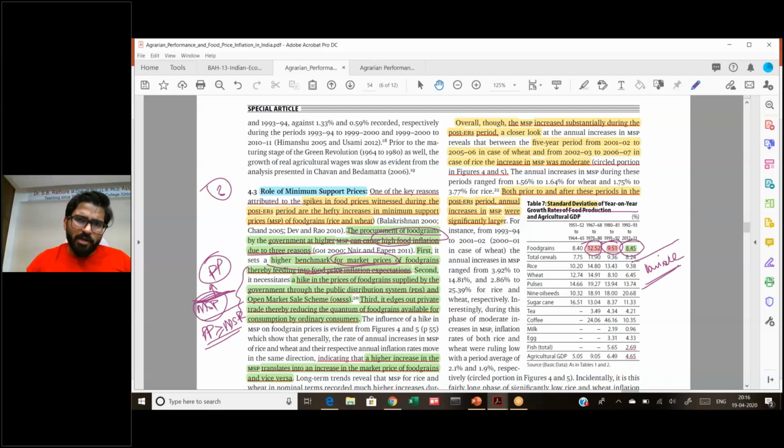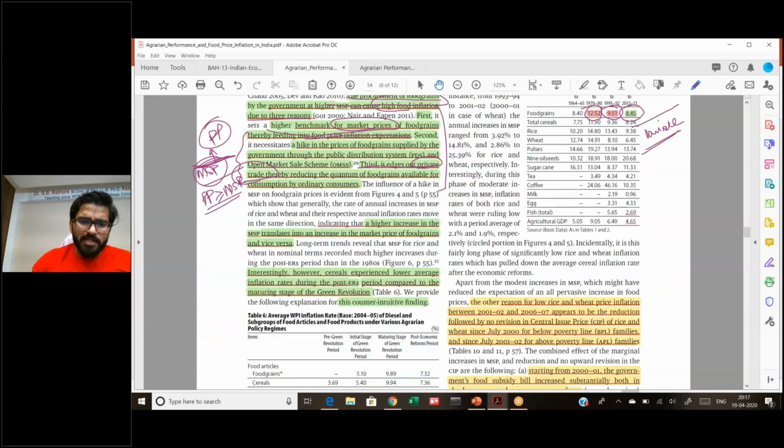And if the government of the day is buying all that produce through FCI, what will happen? It will essentially crowd out the private market, because if the government procures everything and not enough is left for the private market, then what will happen? In the private market, the inflation will be there. It basically crowds out the private trade in the market, because of the quantum of food grain which is being taken by the FCI. So because of these three reasons, a higher MSP can lead to a higher food inflation.